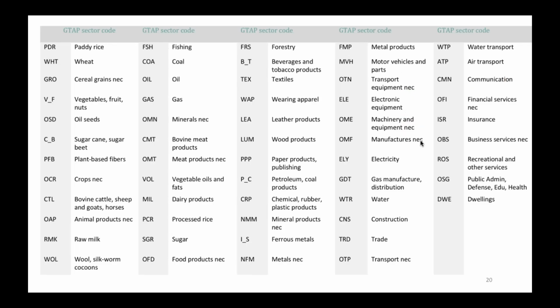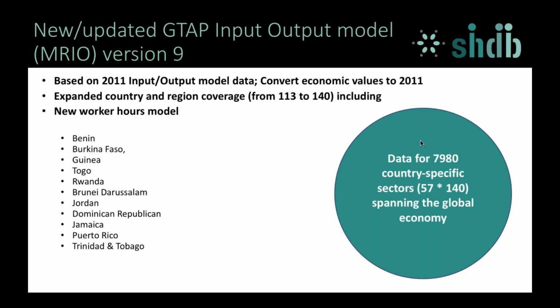Those are the 57 sectors that are available in the database. There's a greater granularity for the agricultural sectors in general, also the mining sectors and the apparel sectors. In the new version, there are more countries available. So from 113 countries and regions, we now have 140 countries and regions.